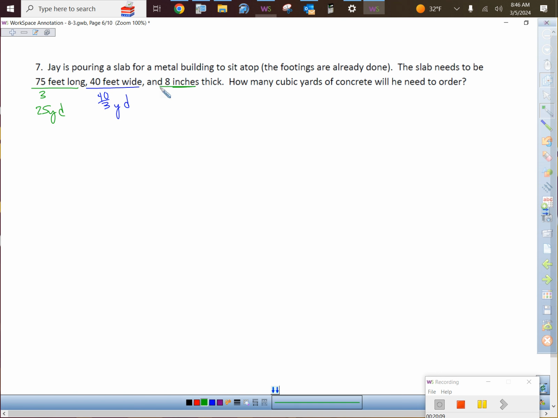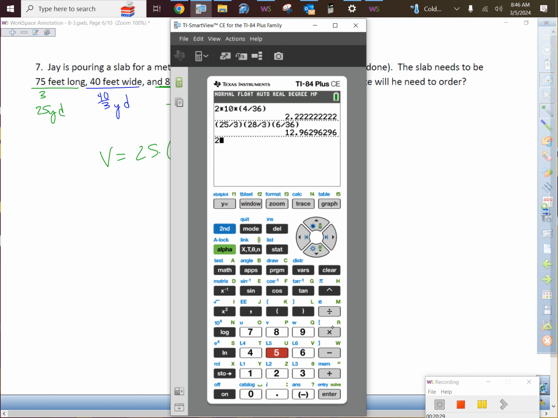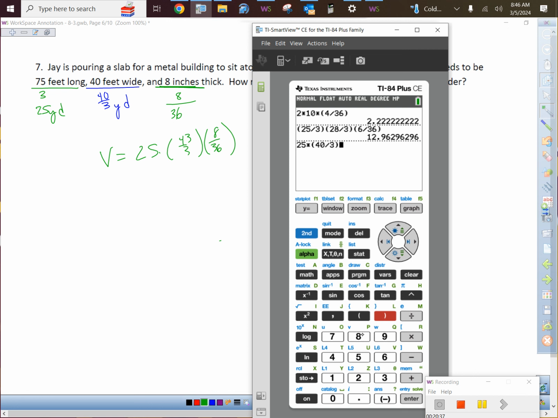But this is 8 inches. What do you got to do to change inches into yards? Divide by 36. And then we'll just take those numbers times each other. 25 times 40/3 times 8/36. It's so simple. 25 times 40/3 times 8/36. I'm even scared to show you a different way to do it because it might confuse the heck out of you. Holy cow, how many cubic yards of concrete is this?